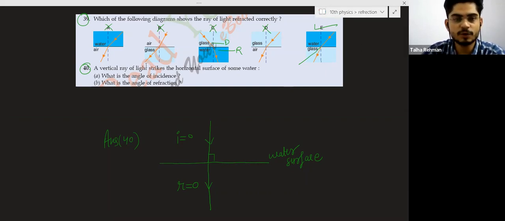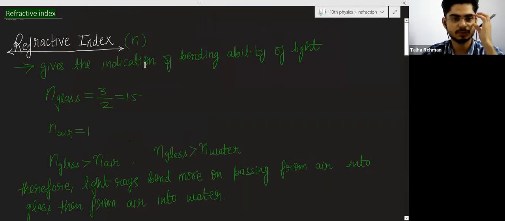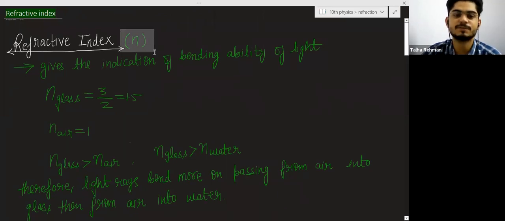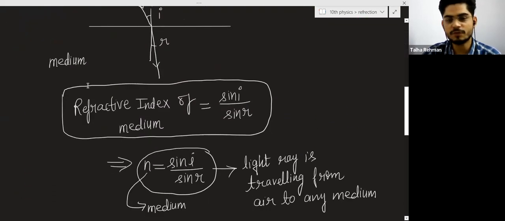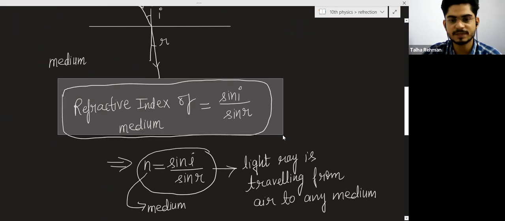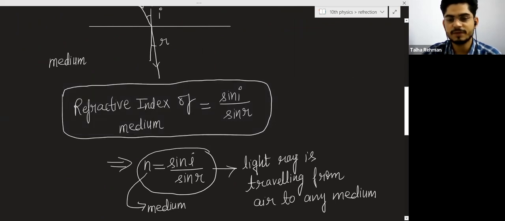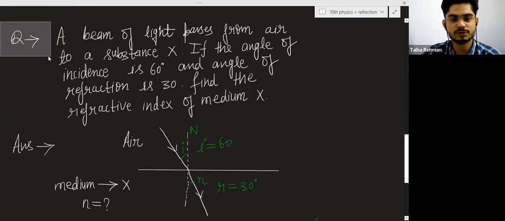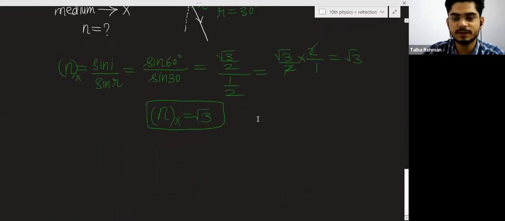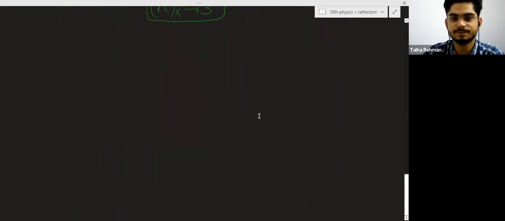So let's come to our topic, refractive index. I have told you what is the refractive index, and we will represent refractive index by small n. So refractive index of a medium is given by sin i by sin r only when the light ray is traveling from air to any other medium. And we have done one question also. Now there are some other definitions or other formulas of refractive index.